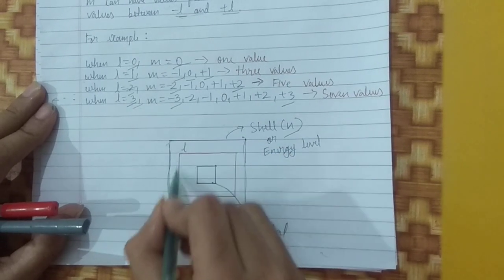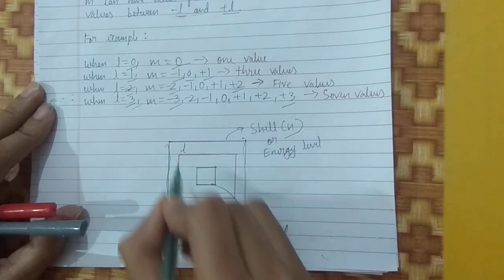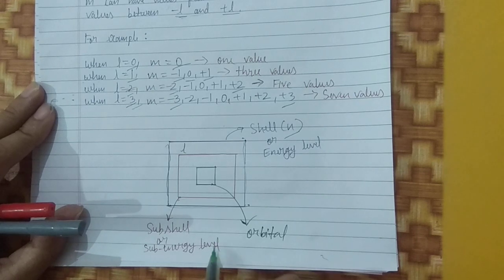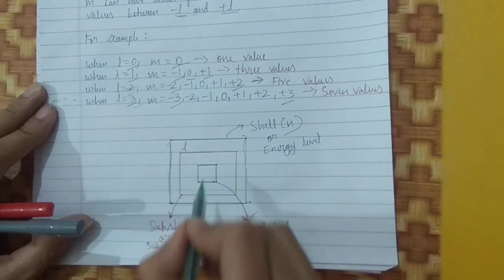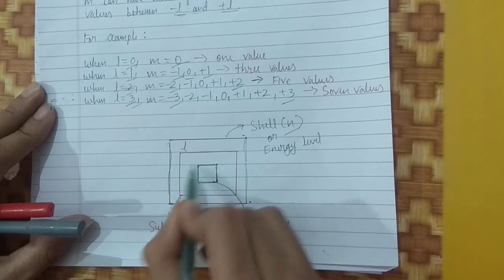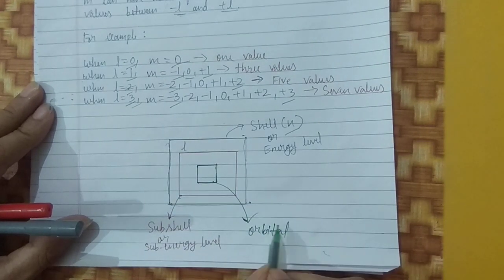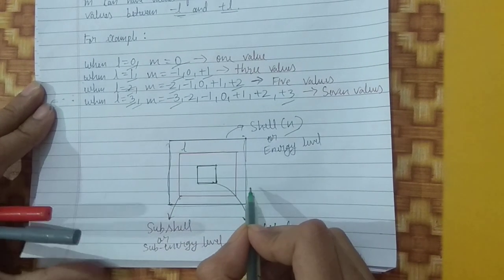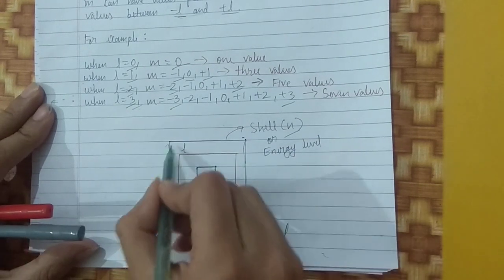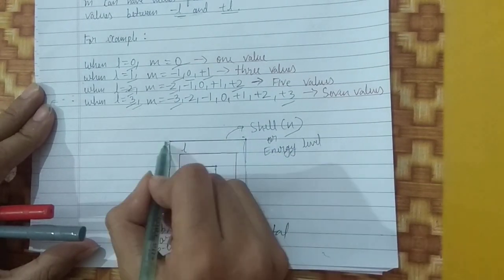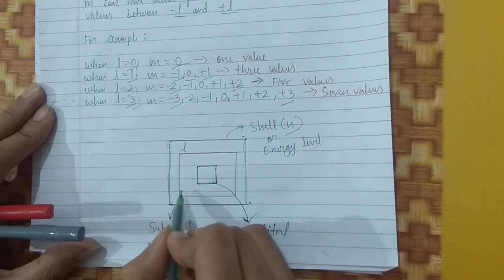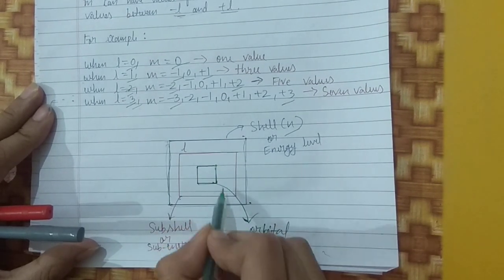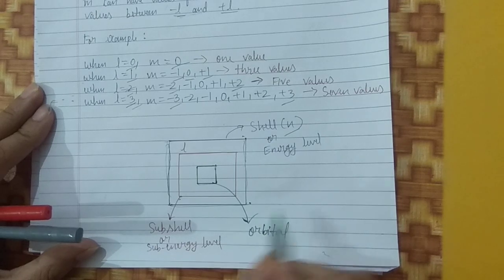The inner red color box represents a subshell or sub energy level. It is denoted by azimuthal quantum number L. And the inner green box inside the subshell represents an orbital. So make this picture in your mind very clear. This is the shell, the outer big box with blue color. The inner red box is a subshell inside the shell. And this green color represents the orbital inside the subshell.